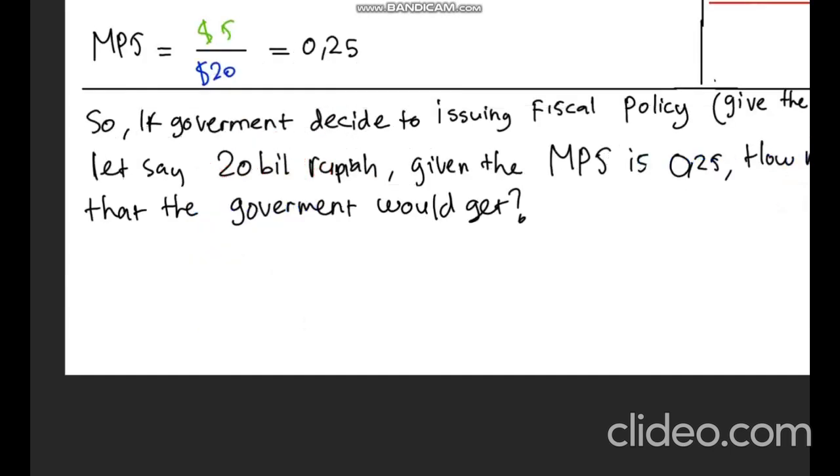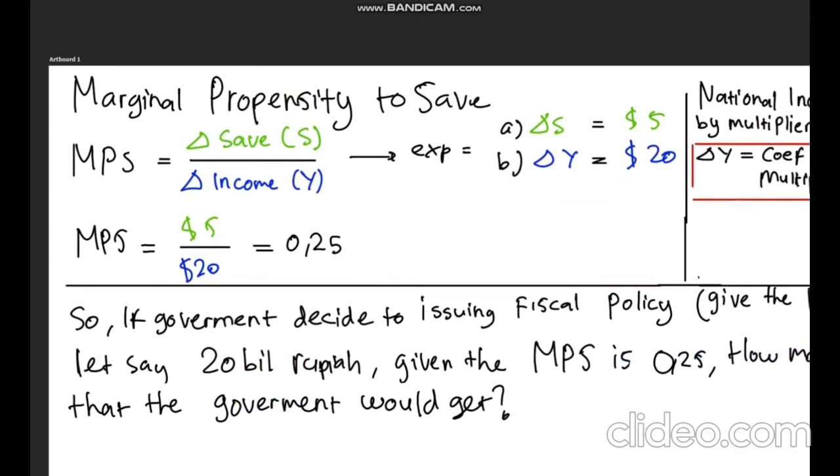What does MPS stand for? MPS is marginal propensity to save, which in Indonesian is the tendency of a person to put their income into savings. MPS is the opposite of MPC. If with MPC we consume our income, with MPS we save our income, which means the income that we do not consume goes to the saving that we have.